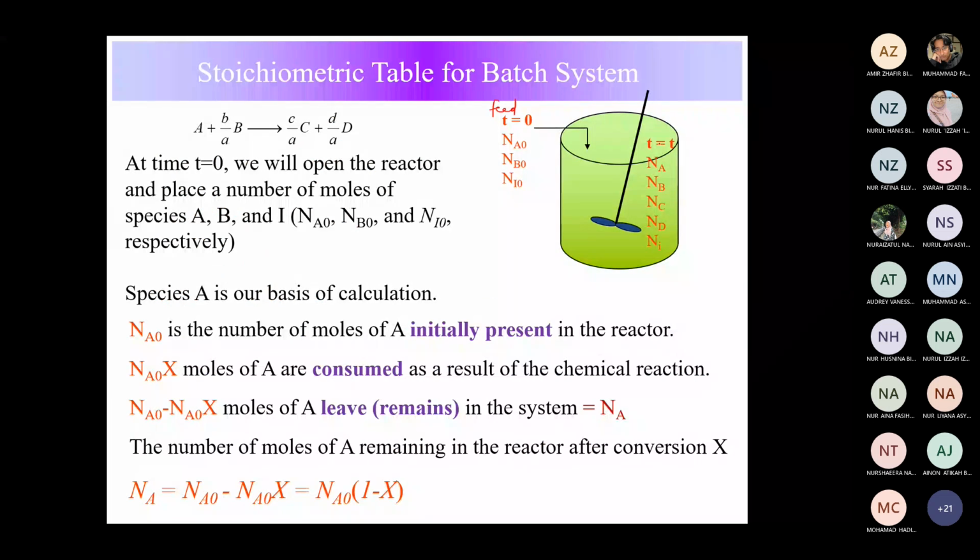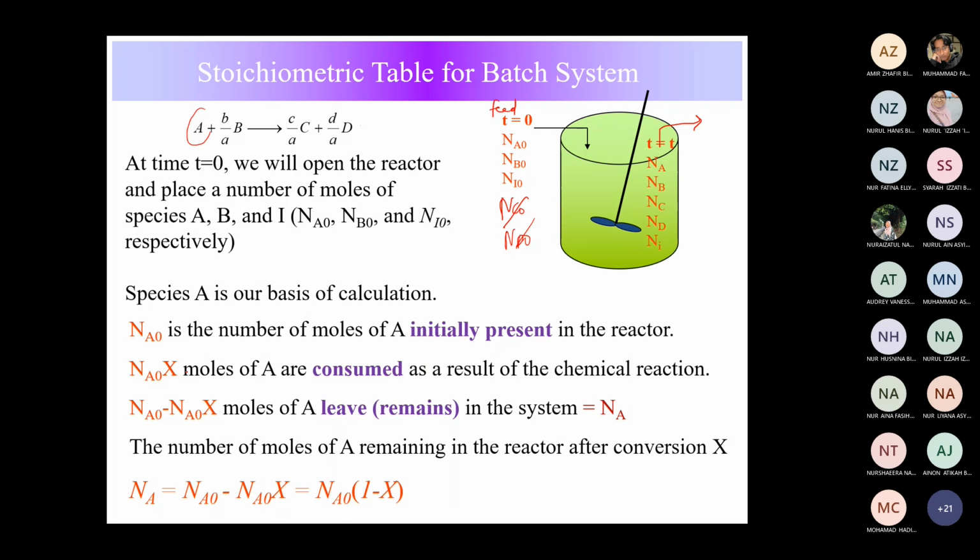Okay. Let's say if it's a batch, it means that the remaining here would be the same compound leaving the reactor. So at any time it will become Na, Nb, Nc, Nd, and Ni. If you can see for T0, we don't have Nc naught and Nd naught, because the product will not be formed at T0. Okay, so species A is our basis of calculation. So you need to refer to species A, which is the limiting reactant, and Na0 is the number of moles initially present in the reactor.